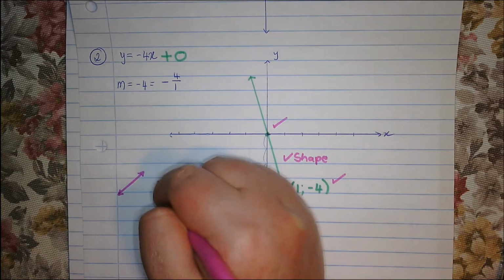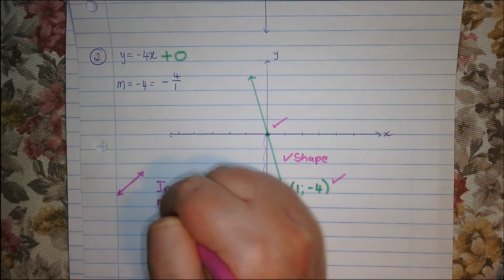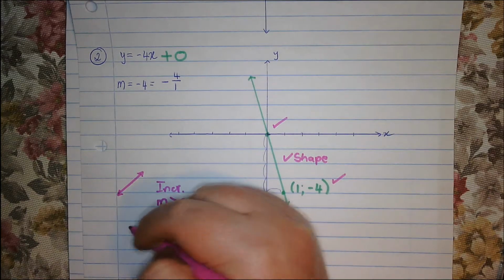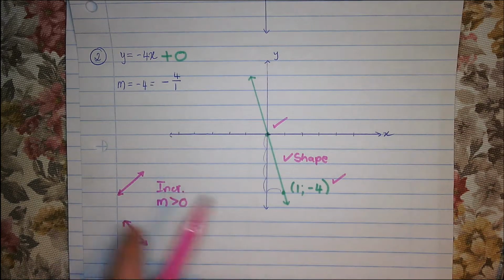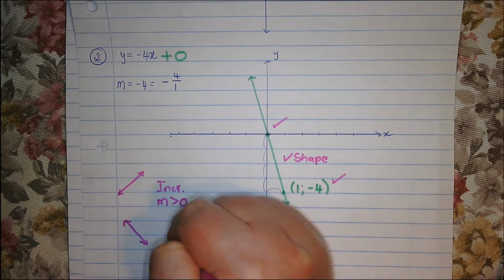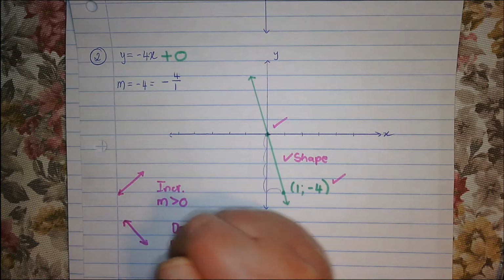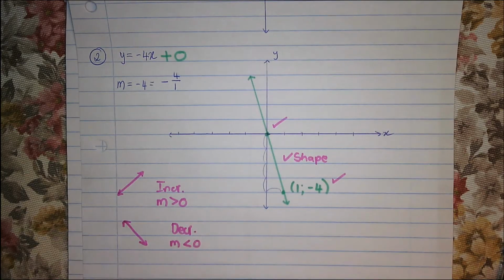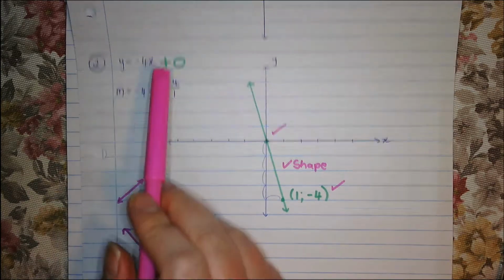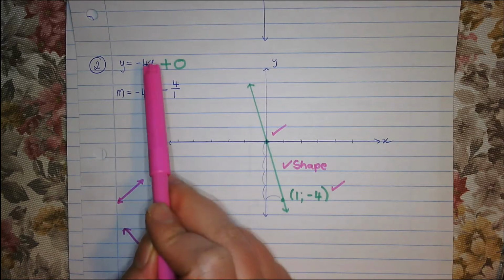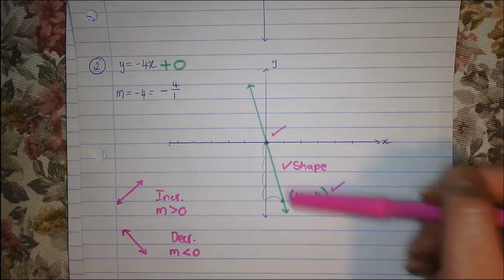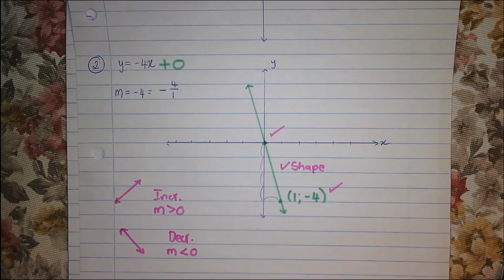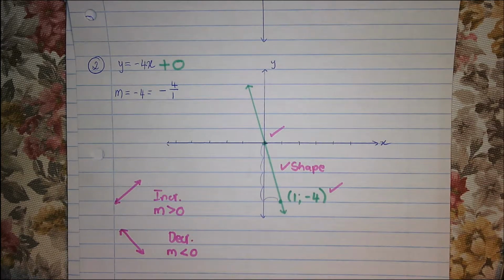This is increasing, and this is if your m value is positive, and this is decreasing. So if you're going from left to right, is it going downwards? So this is decreasing, and this is if your m value is negative. Okay, so you can always compare your sketch to what you have in your equation. It's negative 4, so the line must be decreasing, and it is decreasing, therefore we have a good indication that the line that we sketched is correct.